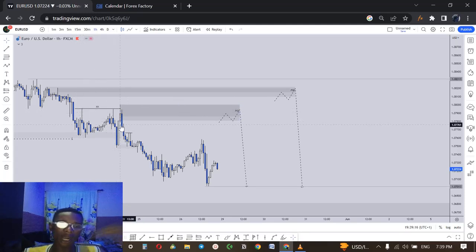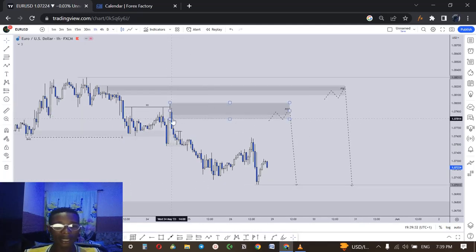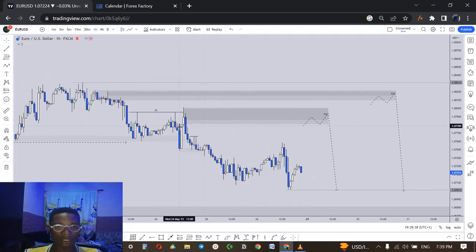We can see how the institutions sweep all the retail stops, right? They capture the buy side liquidity. After capturing that buy side liquidity, we can see how price moves aggressively to the downside. And also we can see we have an engulfing candle after price captures that liquidity. We probably call this an FU candle, right?